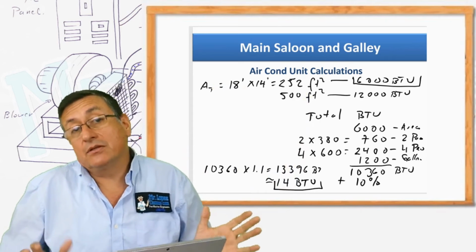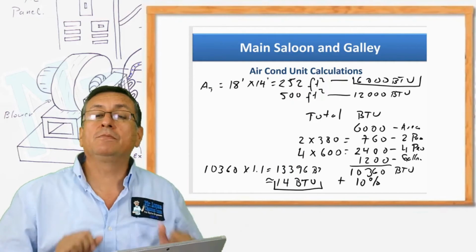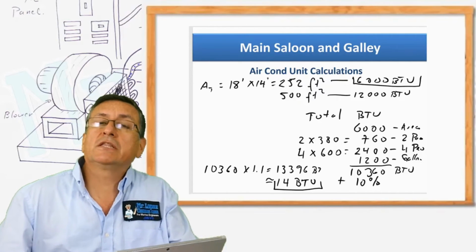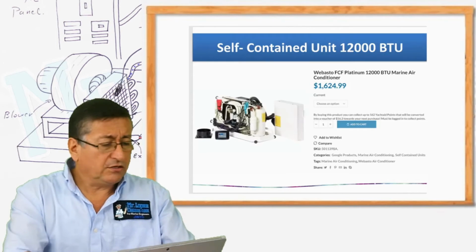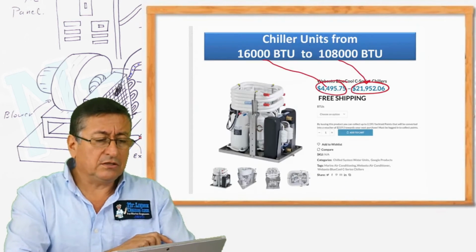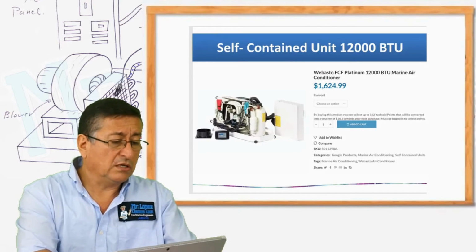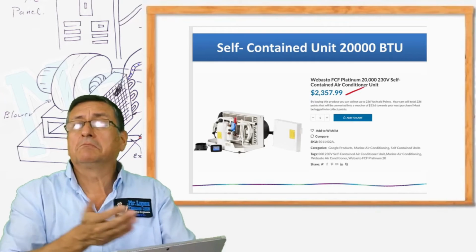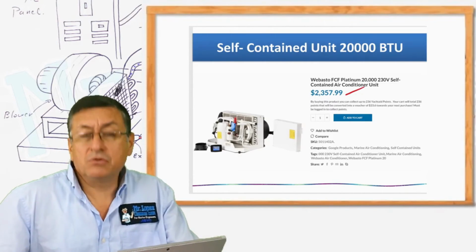All right, that's your decision. But for this particular example, for the saloon, I need 14,000 BTUs. Okay, I can check. For example, this one is for 12,000, and this is for 20,000 BTUs. Yeah, there are 16,000 BTUs. Okay, you can select one.